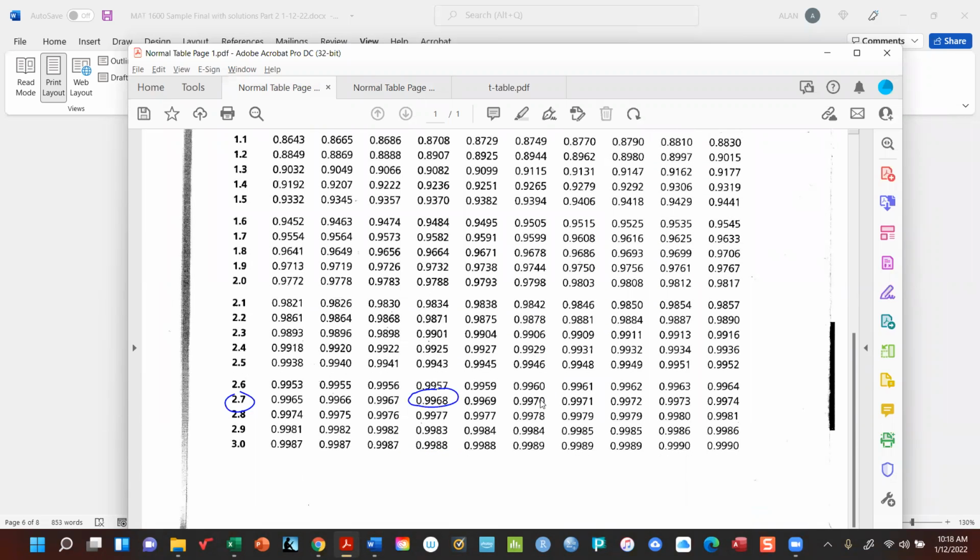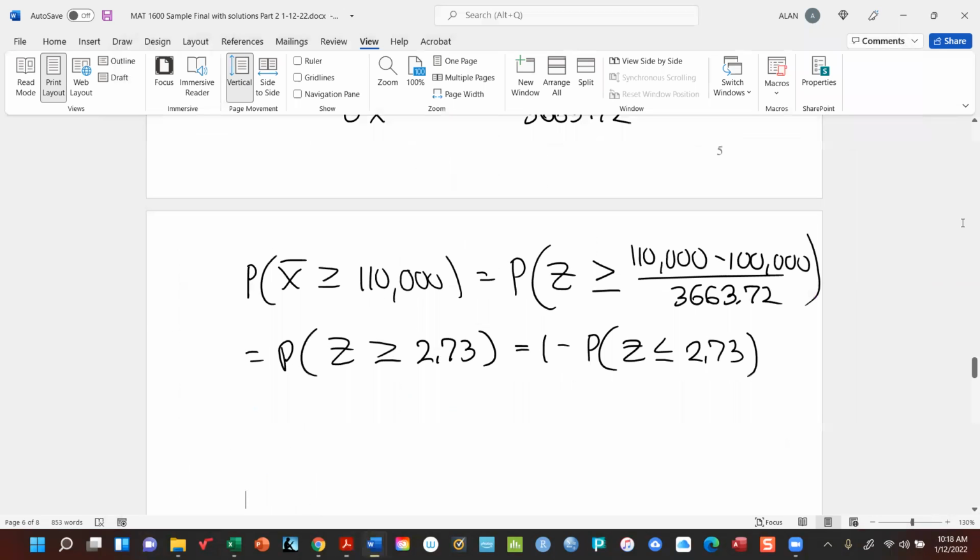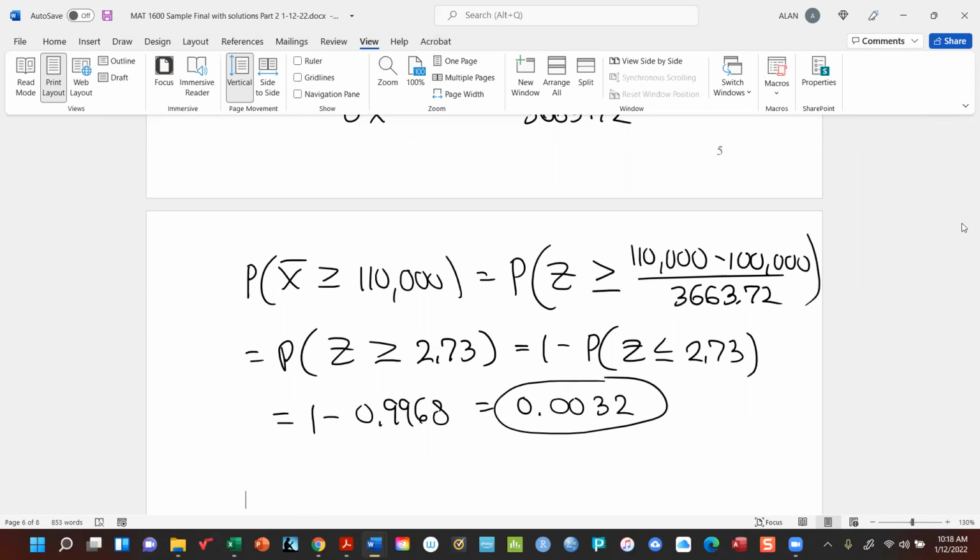In fact, you know what you could do. Write these down here. So yeah, it's 0.9968 that we're subtracting. So the final answer is 0.0032. So it's highly unlikely that the average for the entire group of sculptures is greater than 110,000.